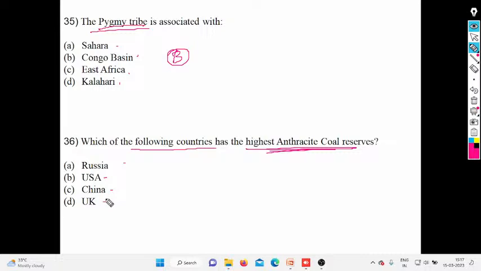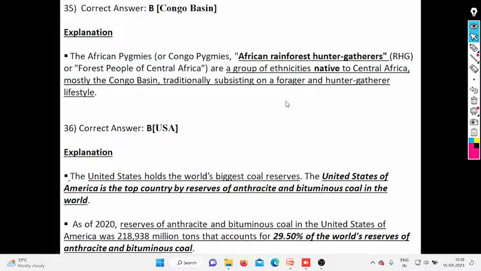Appalachians in the US have anthracite, then China. Russia, UK no, Russia also no. Between US and China, anthracite coal is in the US. Appalachians. Yeah, USA is correct.